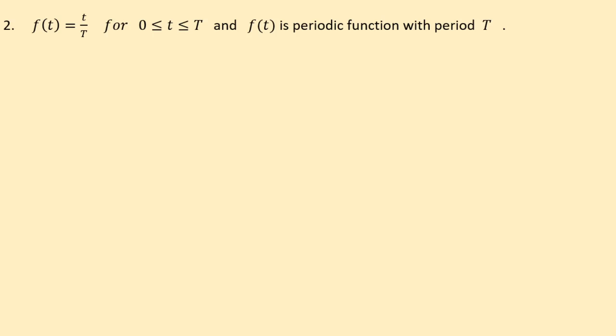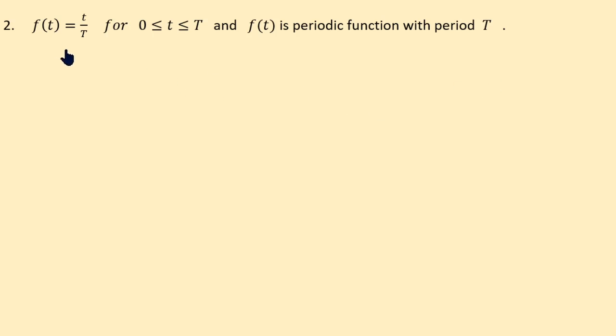One more example: f(t) is t by capital T, and t is between 0 to capital T, and f(t) is a periodic function with period T. See how this function looks. In the first period 0 to capital T, f(t) is t by capital T. When t is 0, f(t) is 0. When t is capital T, f(t) is 1. So it goes from 0 to 1, and then next 0 to 1, 0 to 1. So it is like this, like a sawtooth wave.